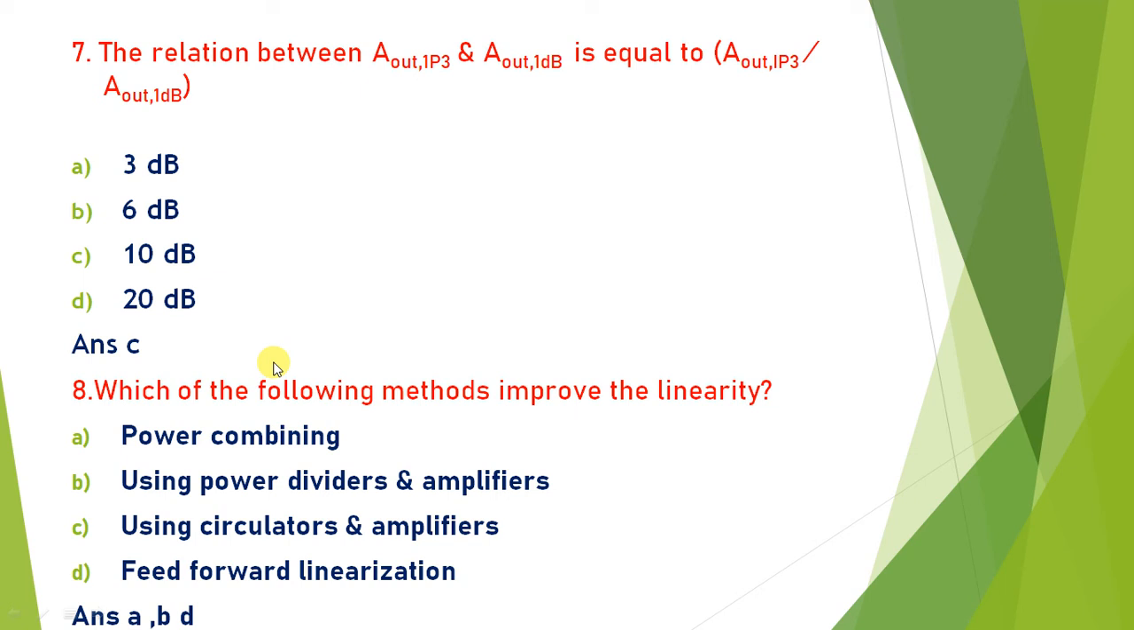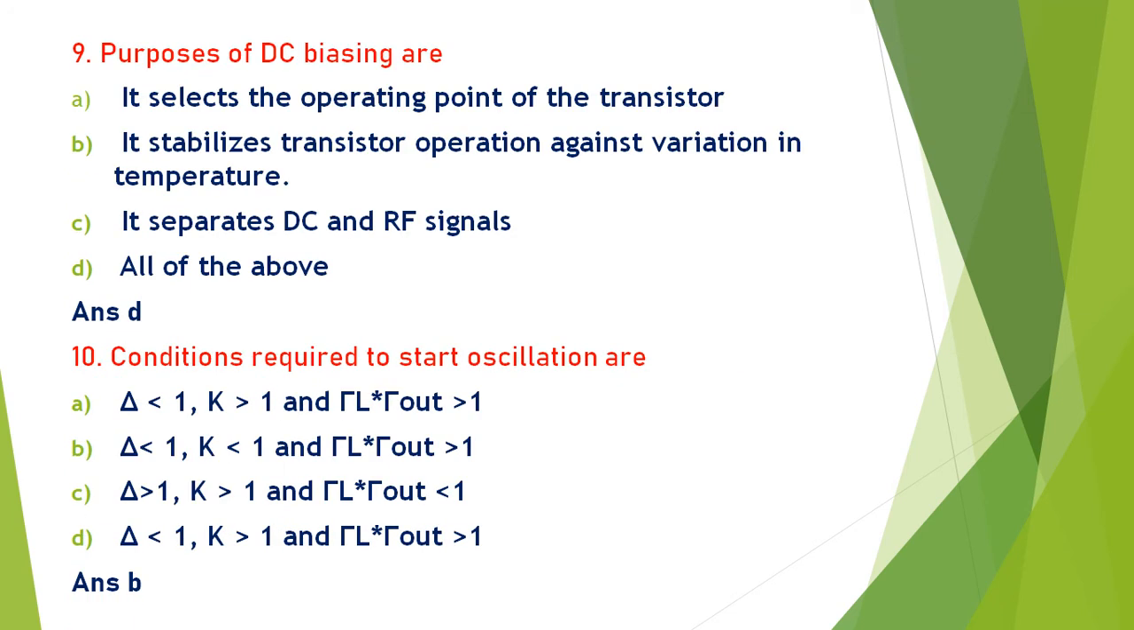Which of the following methods improves the linearity? All four options are given, but with option C, we don't have any improvement in linearity because of the circulator and amplifier. It is a characteristic of the circulator that it does not provide linear operation. So the answer is A, B and D: power combining using power divider and amplifier, and feed forward linearization. So the answer is A, B and D.